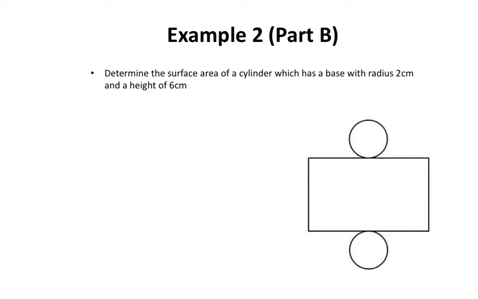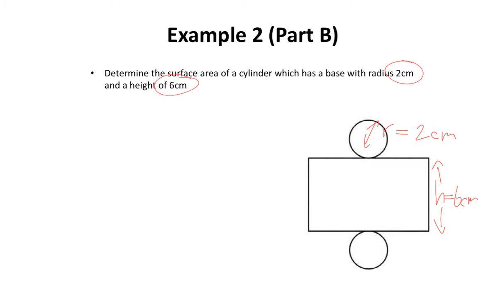If you want to find the surface area of a cylinder, the best idea is to deconstruct your 3-dimensional shape and to create a net, which will give us 2 circles and a rectangle. Let's relabel our net. So I know that the radius of these circles are 2 centimeters, and I already know that the height of my cylinder is 6 centimeters.